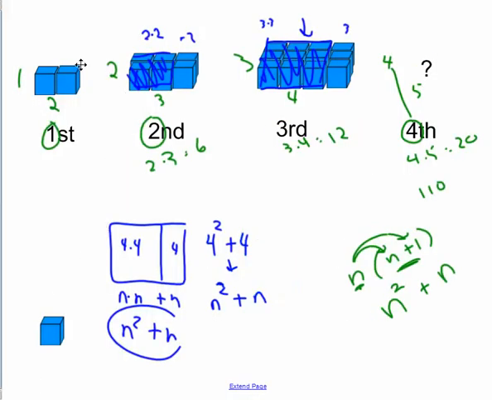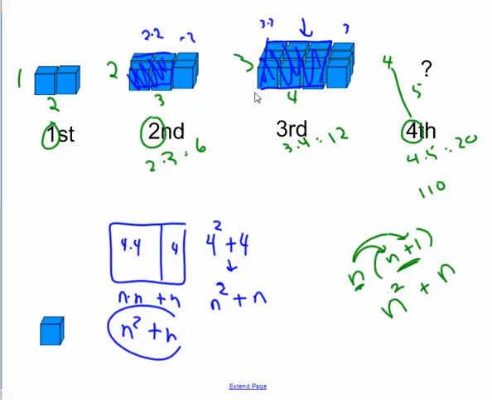And then you looked at this figure, which is 1 by 2 for the first. The second is 2 by 3. The third was 3 by 4. The fourth would be 4 by 5. The 10th would be 10 by 11. The nth would be n by n plus 1. And when you multiply n times n, you get n squared, plus 1 times n, which is n. And then we actually saw this: n squared plus n.